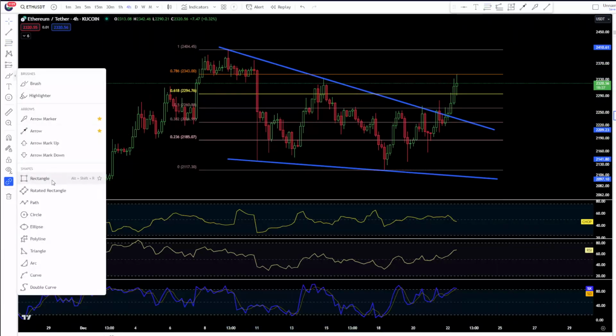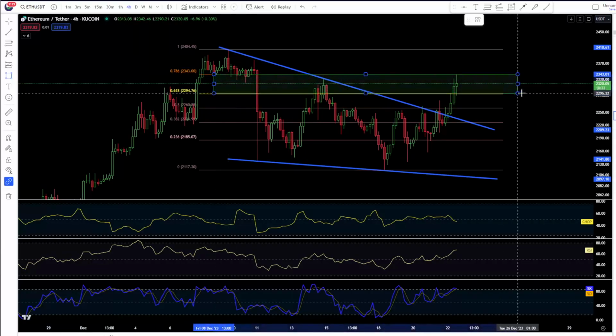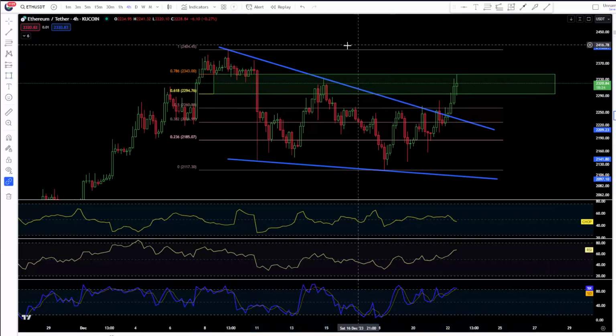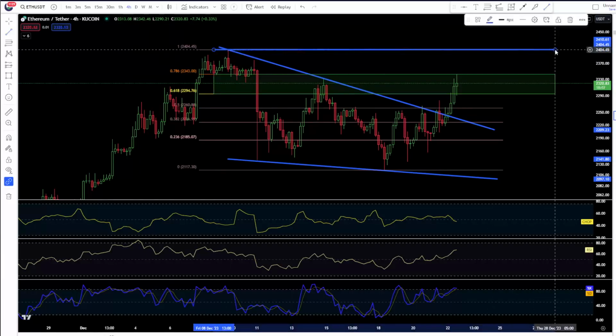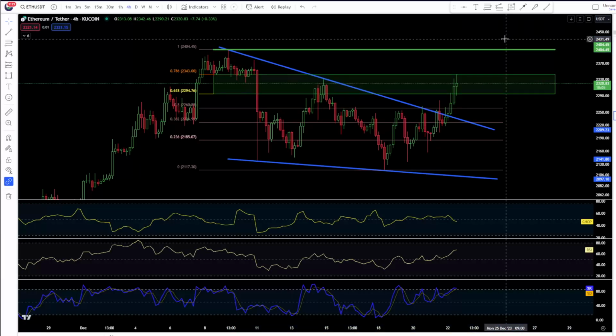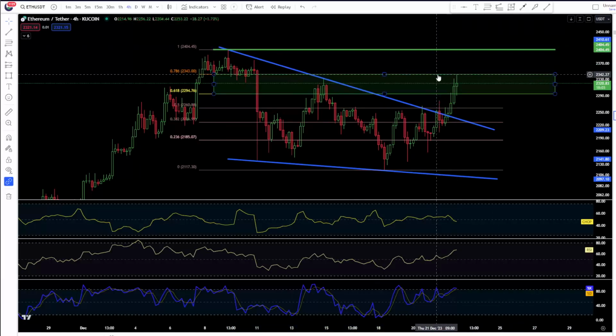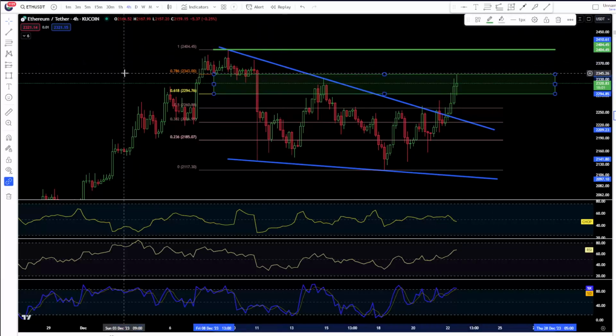We will see that the price is struggling with a strong resistance zone from $2,294 to $2,343, and when it is overcome, it will move towards the next important resistance at $2,404.